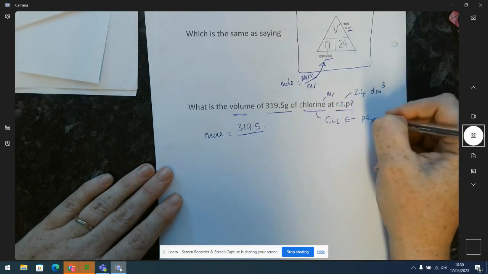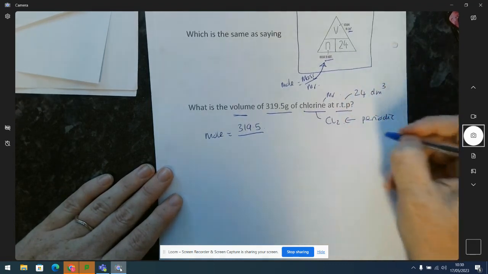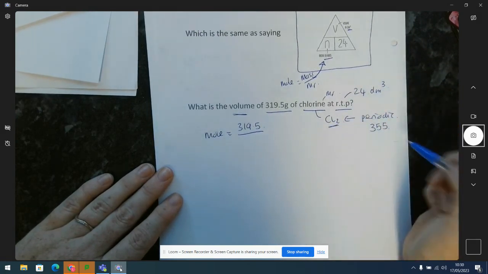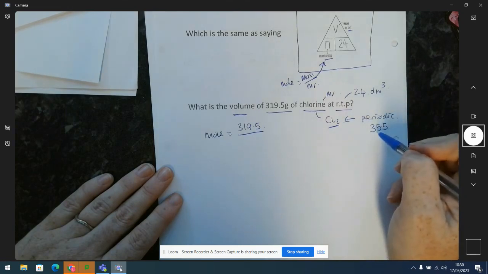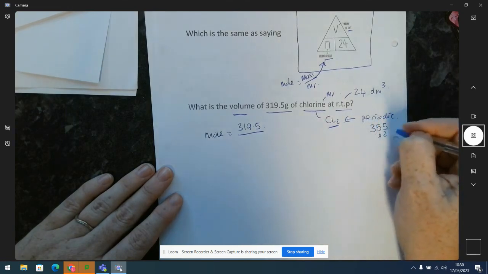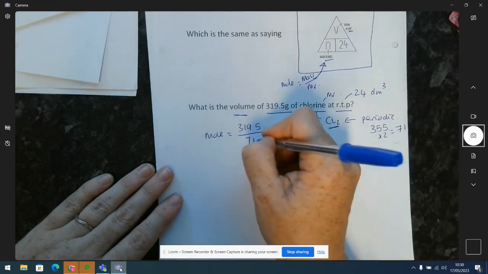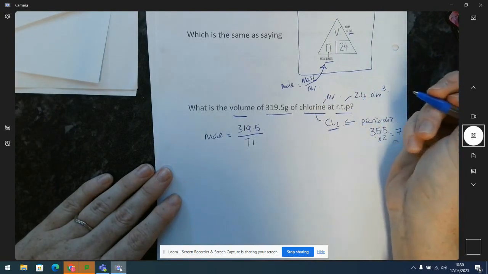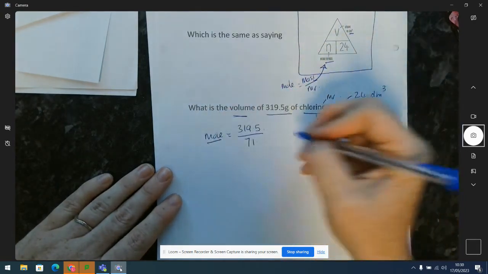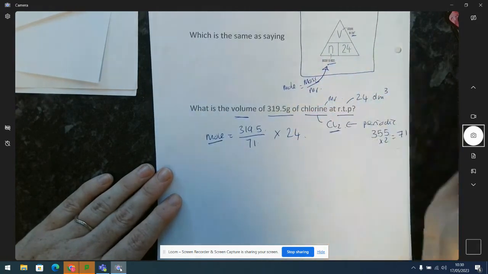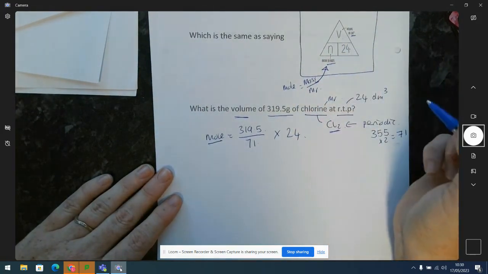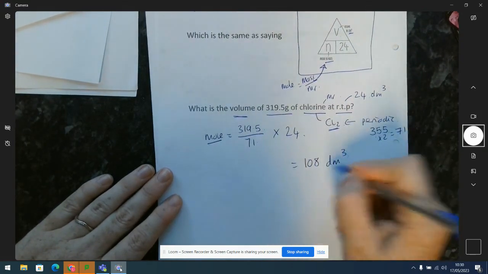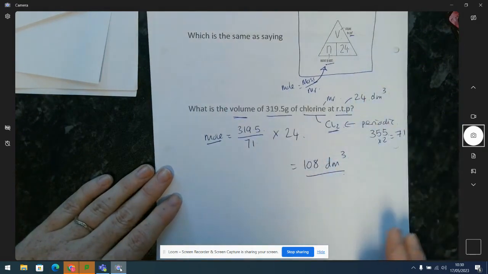Now, I have to use the periodic table for this. So on the periodic table, it says the mass of 1 chlorine atom is 35.5. The formula of chlorine is Cl2, as you can see there, for 1 mole of it. So I'm timesing that by 2 to get the MR value for the bottom part of my calculation. That will give me my moles value. And then I'm timesing that by 24 to then get my volume. Okay, so I should, in theory, therefore, work out 108 decimeters cubed because everything's staying in decimeters cubed.